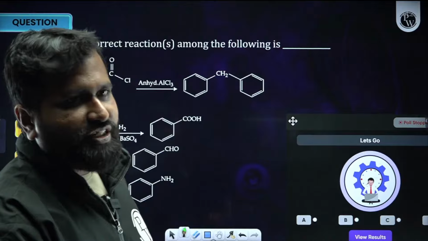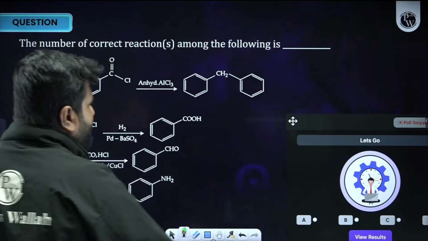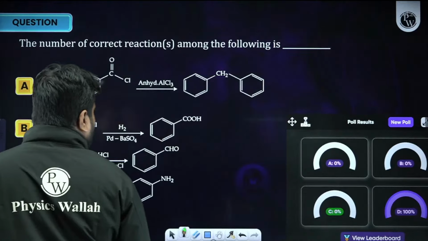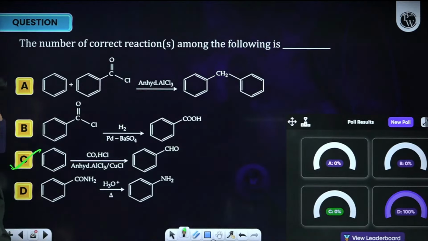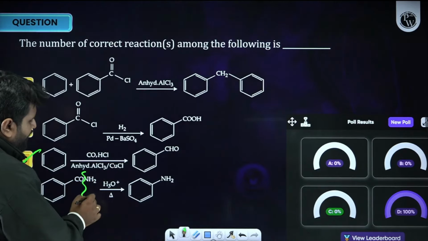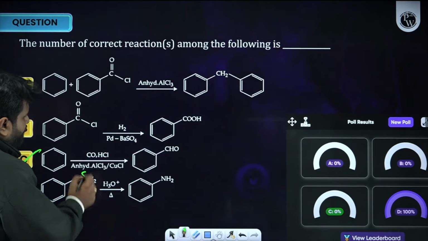One naming reaction, that is the clue. What is the correct answer? Option C is the correct answer. But here, how exactly will the reaction happen? Here we will be getting H, here we will be getting OH.